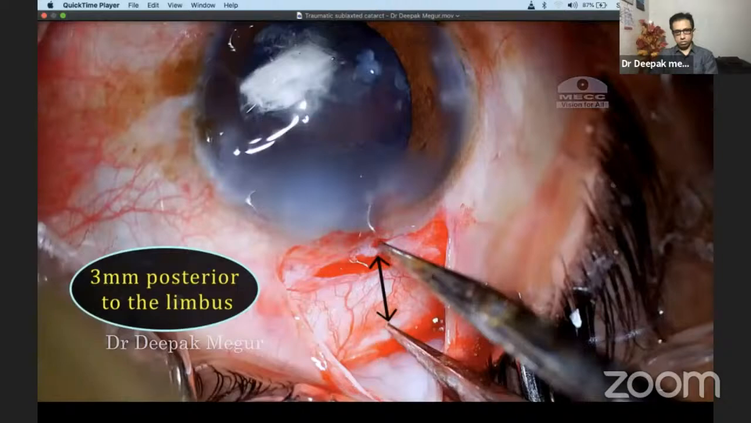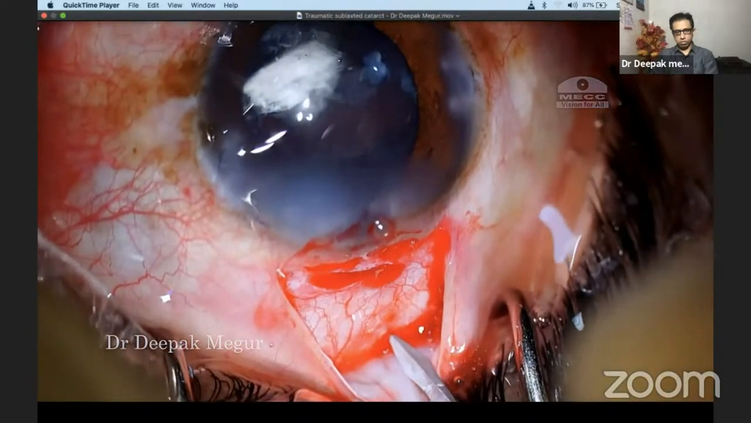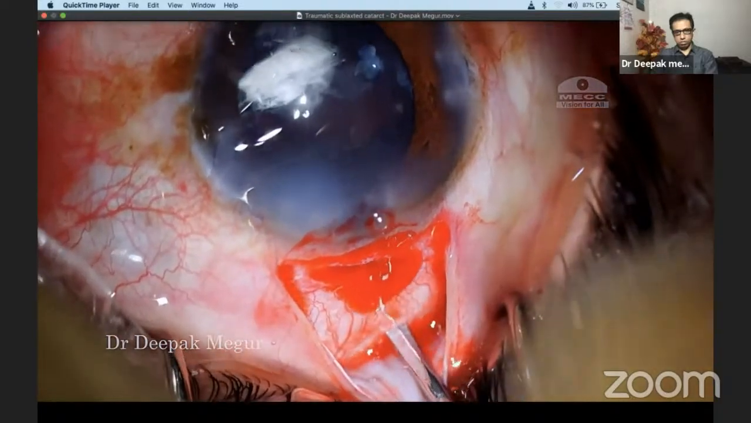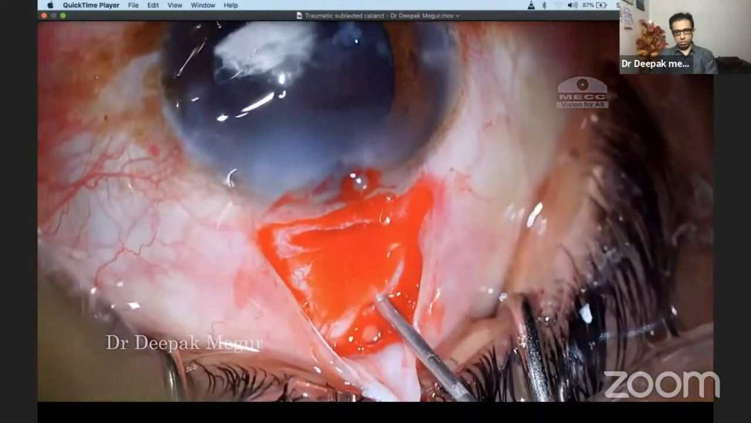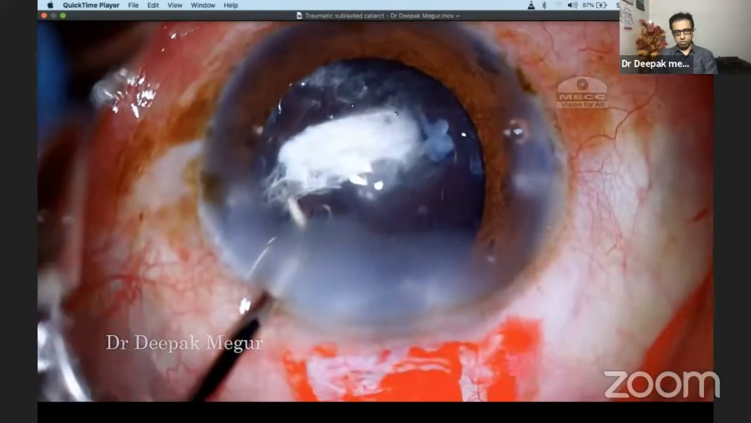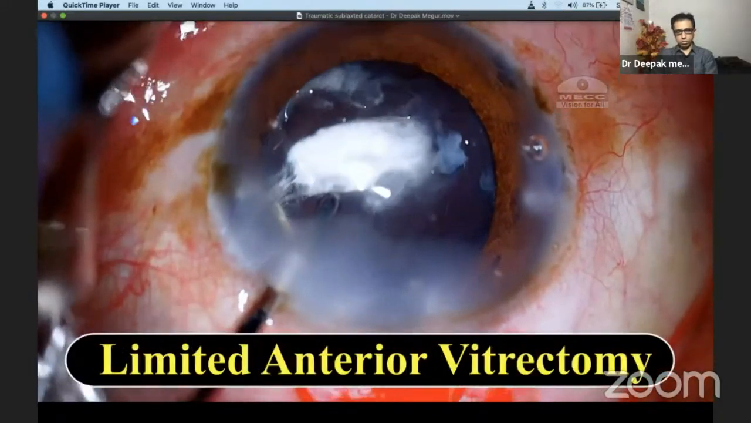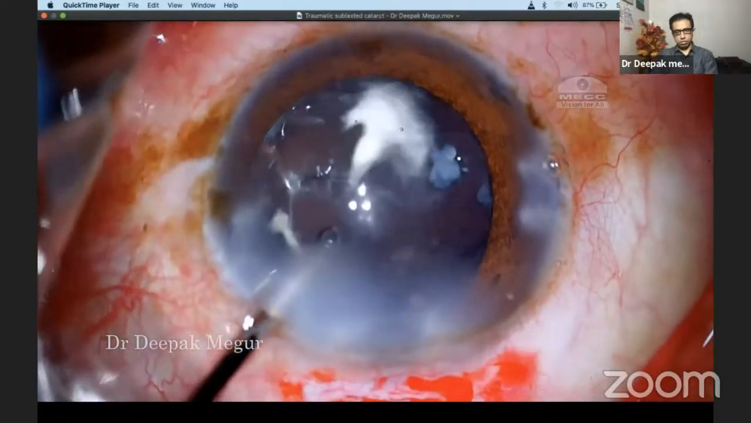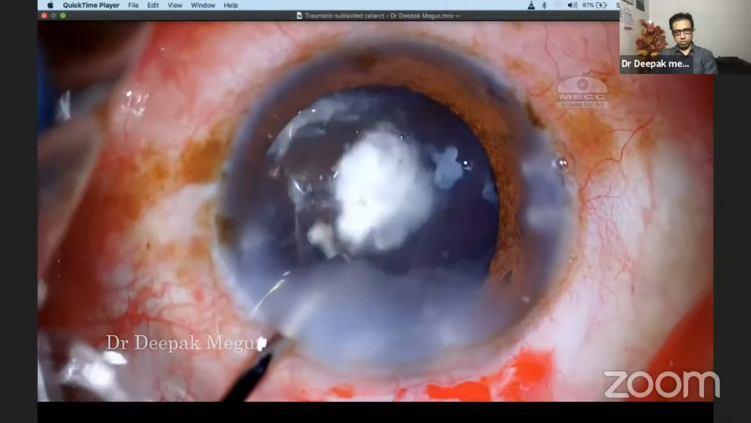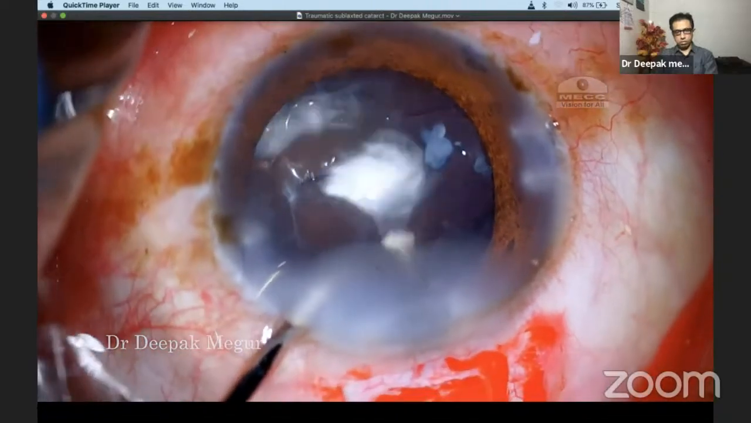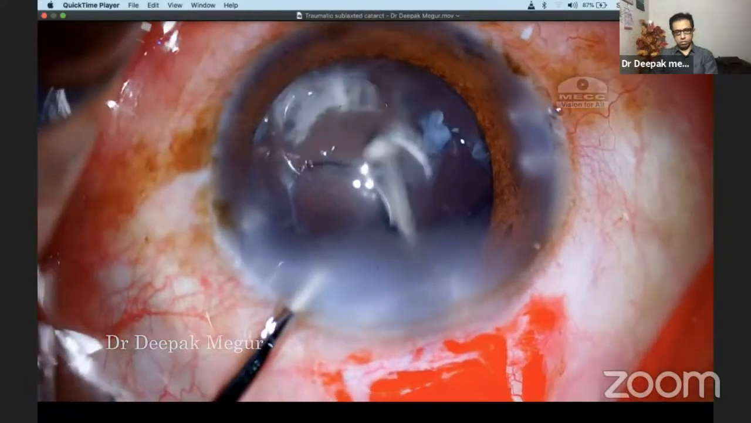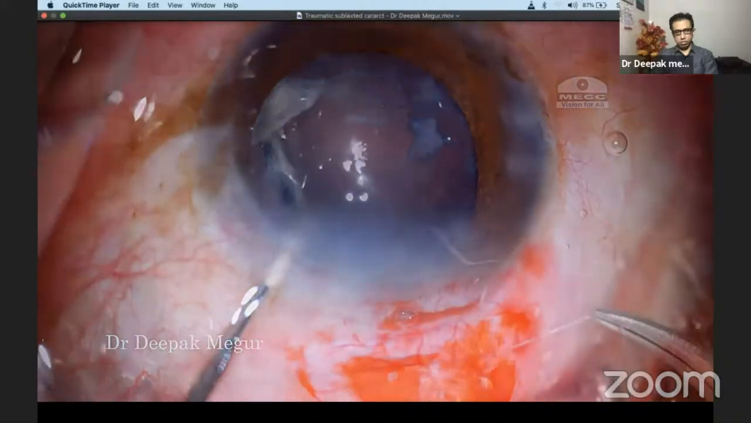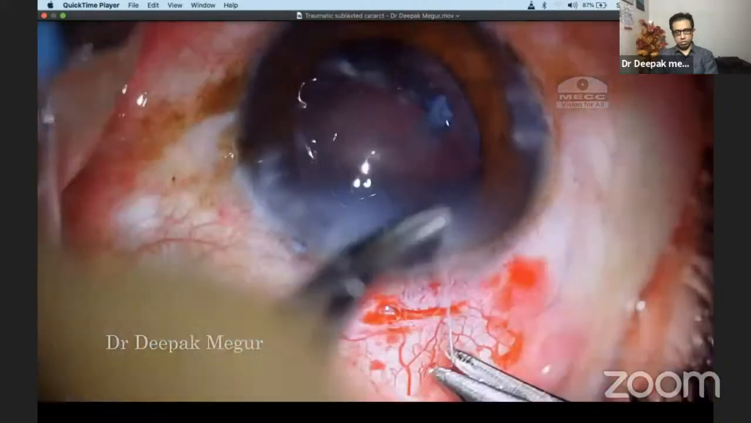So 3 millimeters from the limbus, I make a sclerotomy using an MVR blade just behind my scleral tunnel incision which I had created. And again, using my 23G cutter and infusion through the antechamber paracentesis, I proceed to do a limited anterior vitrectomy. Care is taken that I remove all the vitreous which is there adjacent to the area of the zonular dehiscence. And also I'm cautious that I don't damage the posterior capsule. So just enough to ensure that it doesn't prolapse through the zonular dehiscence. At this stage, I'm closing my sclerotomy using an A2 Vicryl.